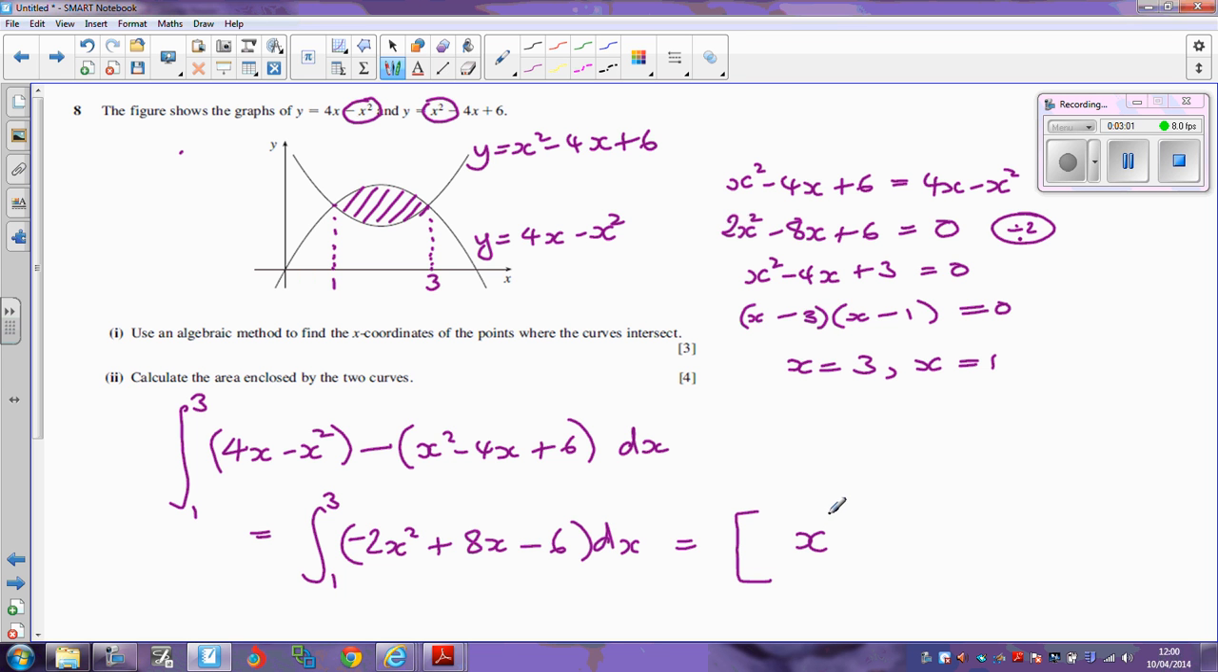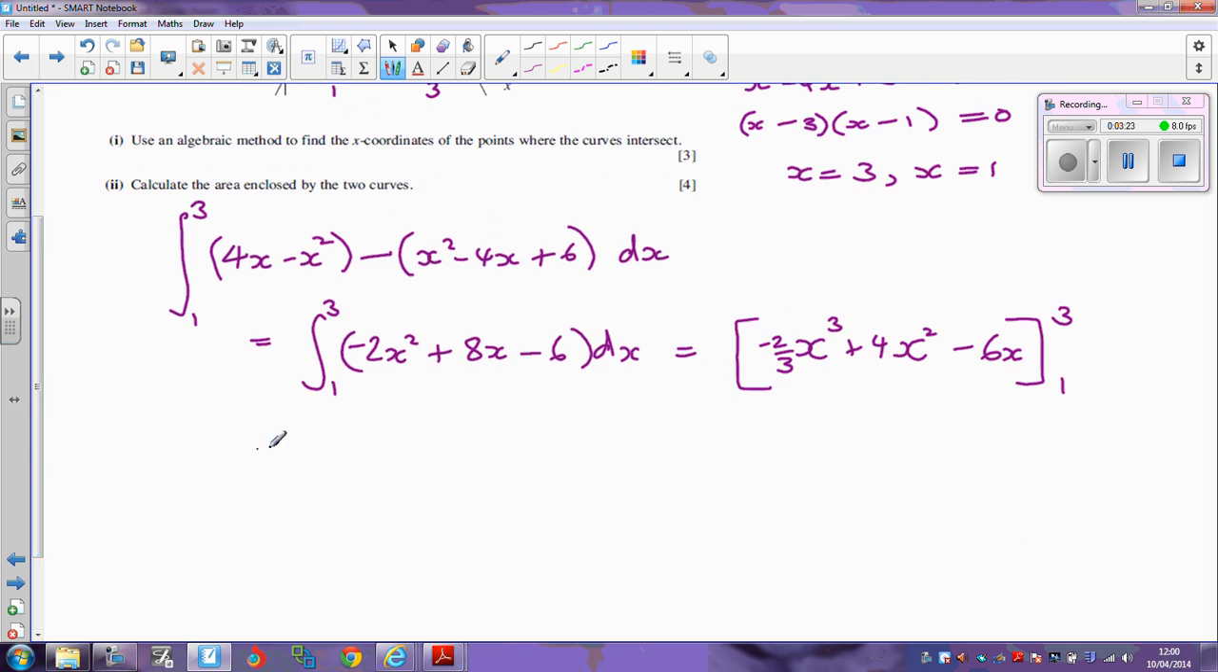Okay, I'm now going to integrate each of those in turn. Minus 2x squared is going to become x cubed, and I'm going to divide by 3, so it becomes minus 2/3 x cubed. 8x becomes x squared, multiplied by 4, so that when I differentiate I get 8x. And then minus 6, when I integrate it, becomes minus 6x, and that's from 1 to 3.